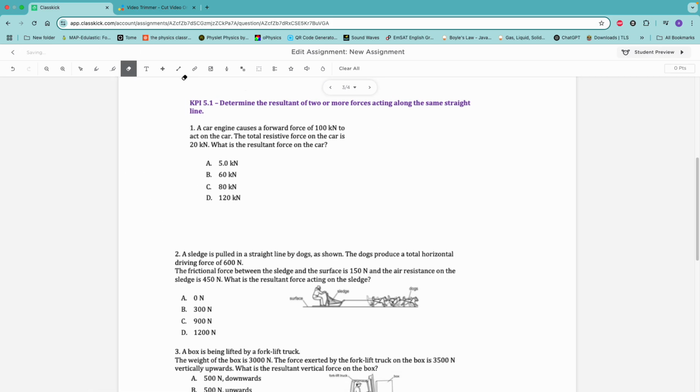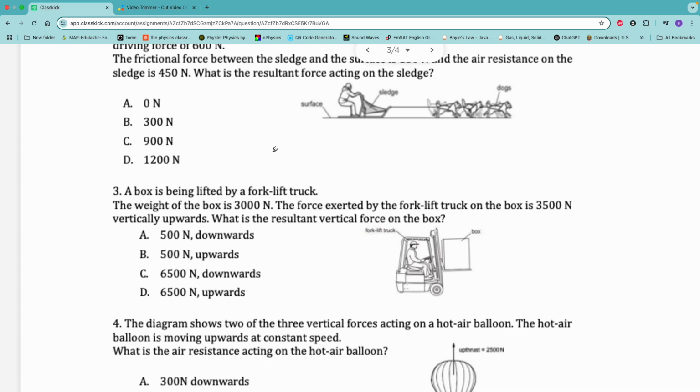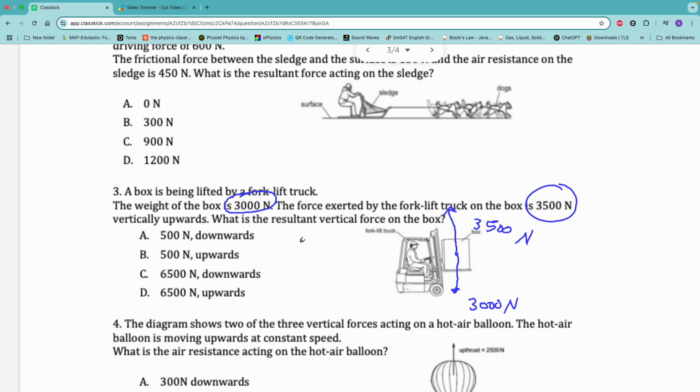Next question talks about the same idea, which is calculating net force, but here a box is being lifted by a forklift truck. The weight of the box is 3,000 Newton. We know the weight has to be downward, 3,000 Newton. The force exerted by the forklift truck is 3,500. So there's an upward force of 3,500. Now these are vertical forces. What is the resultant force?